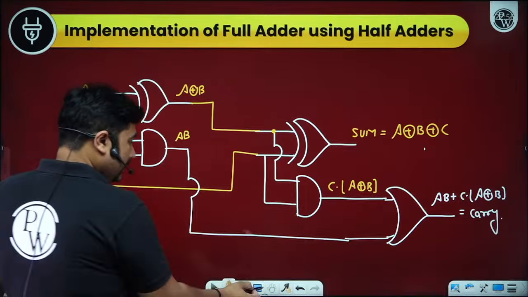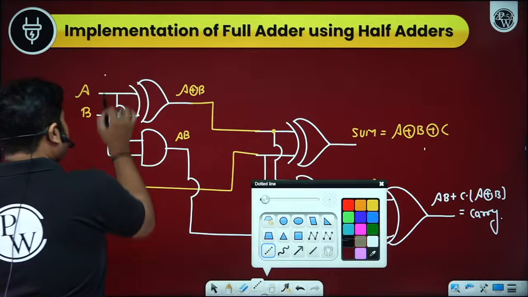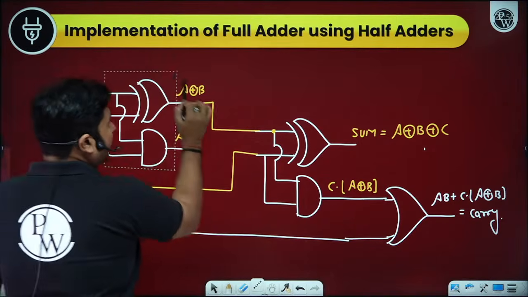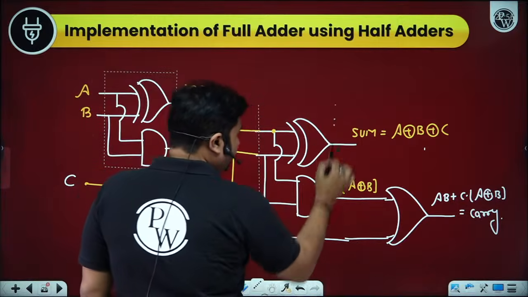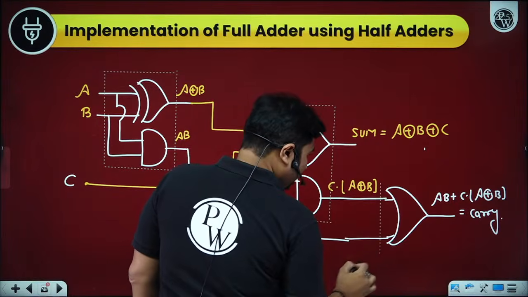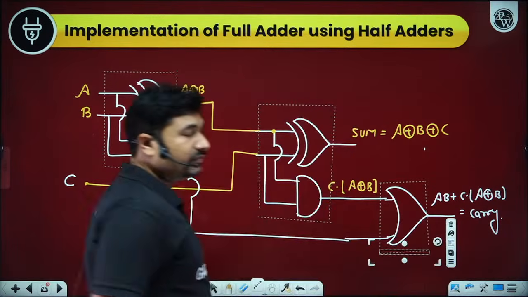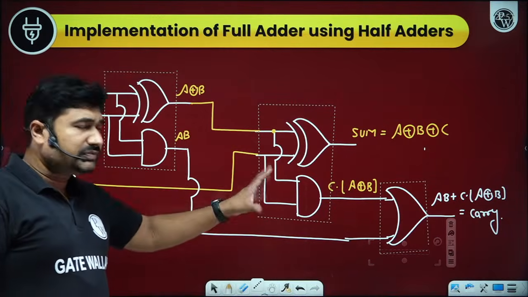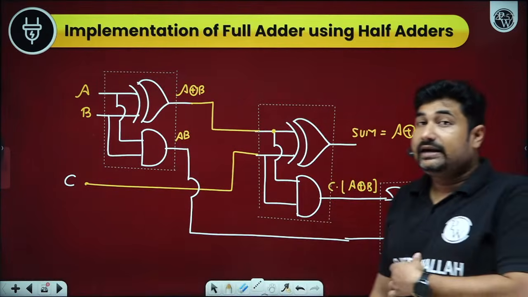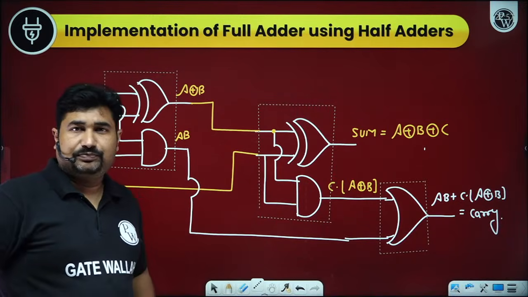So one full adder can be implemented by using two half adder and one OR gate. How many of you can see this? One full adder can be implemented by using two half adder and one OR gate. This circuit is very important, especially for the look ahead carry adder circuit. Okay, or in a ripple adder as well, we are using this circuit.